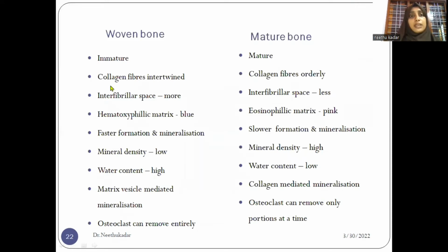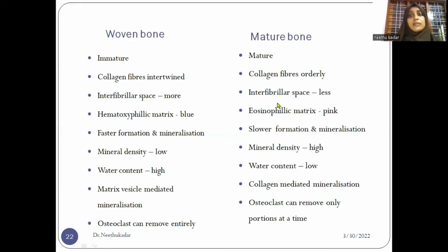The collagen fibers of woven bone are irregular, and the interfibrillar space is more, which comprises proteins and water. The matrix is hematoxyphilic or blue in color, mainly because of the increased amount of proteoglycan in the bone. Woven bone is formed faster, whereas mineral density is low and water content is high. Matrix vesicle mediated mineralization is seen in the woven bone, and osteoclasts can remove the woven bone completely.